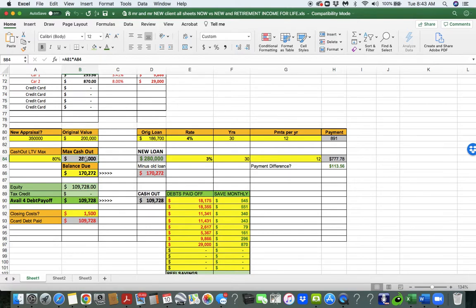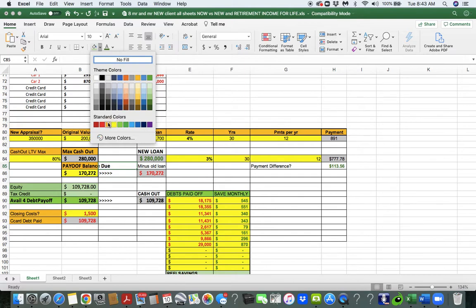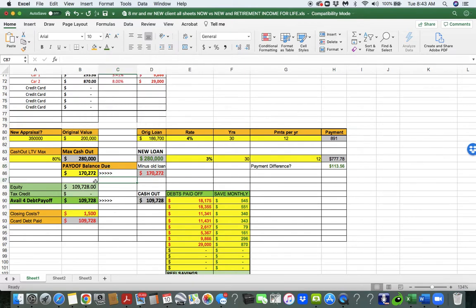$280,000 would be your max cash out. So if you owed $186,000 and you could get $280,000, you'd have to pay off the old loan. So we need to know what the balance is to pay it off, which would probably be called the payoff balance due. Once we figure that out, then you can go ahead and pay that mortgage off. So we pay that off. We have $280,000, pay off the old loan.